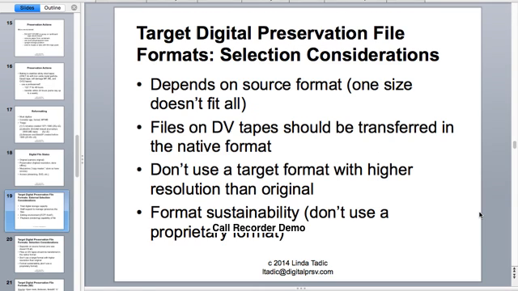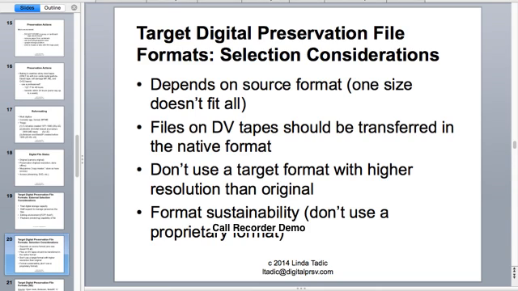So those are all external, meaning just outside of the file format itself. Then other selection considerations depend on the source format. Now there are some folks who say just do everything at this one format, it doesn't matter as a target format, doesn't matter what the original source was. But I disagree with that because, for example, there's no need to transfer a VHS tape at 10-bit uncompressed video when the VHS tape was never intended to really be shown or used in a high-quality environment.